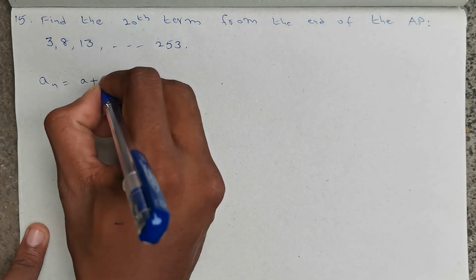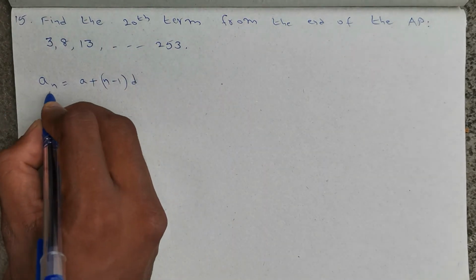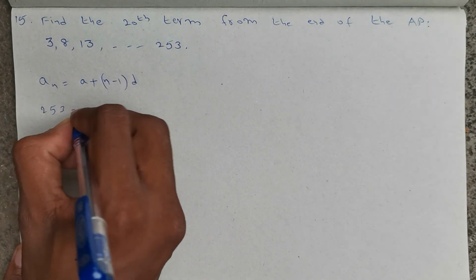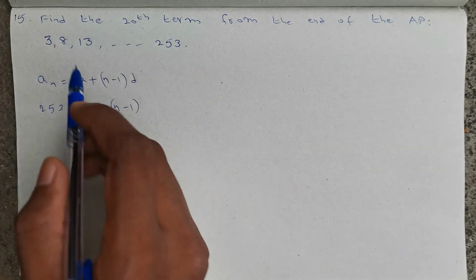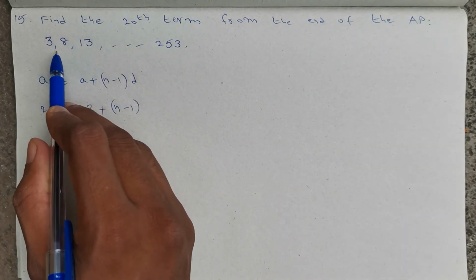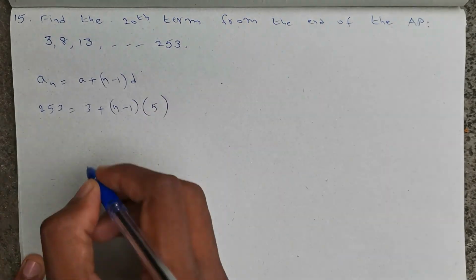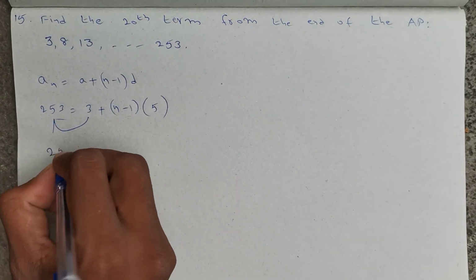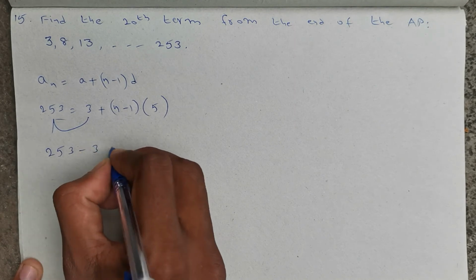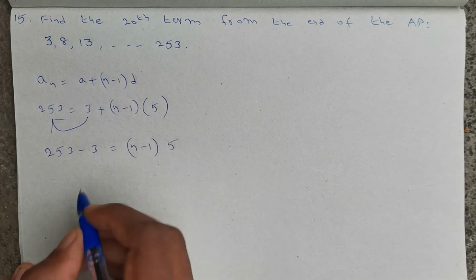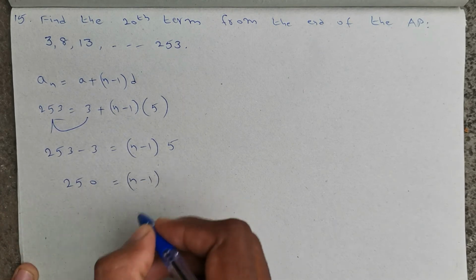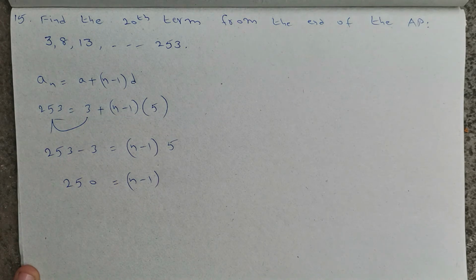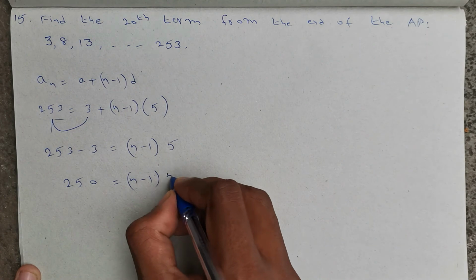an is equal to a plus n minus 1 into d. an is equal to 253, is equal to the a value is 3, plus n minus 1 into common difference. Second term 8, first term 3, 8 minus 3, 5. This plus 3 I will take to the left side, so we will get 253 minus 3 is equal to n minus 1 into 5. 253 minus 3, 250, is equal to n minus 1 into 5.